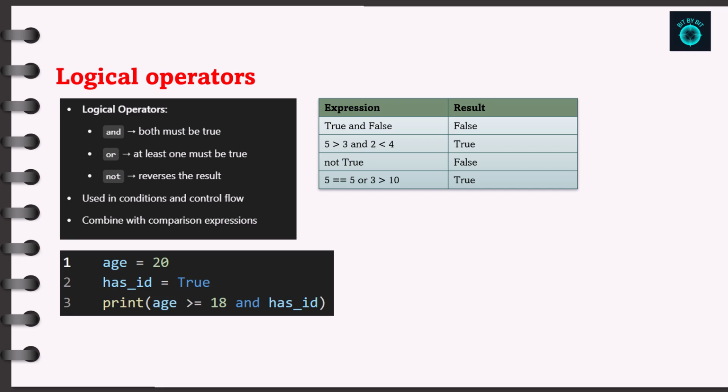Logical operators are often used with comparison operators to build more complex conditions. This becomes very useful in decision-making code, such as if statements and loops.